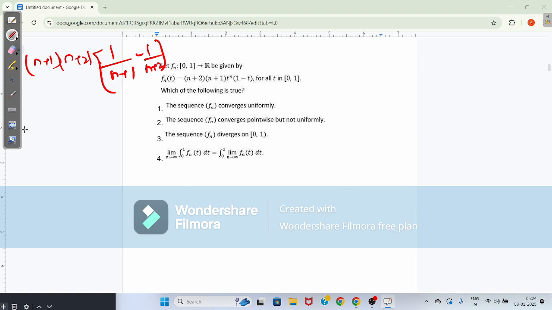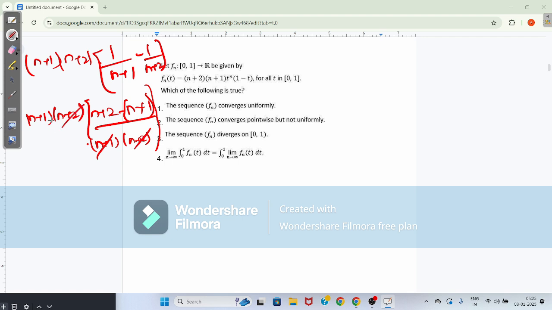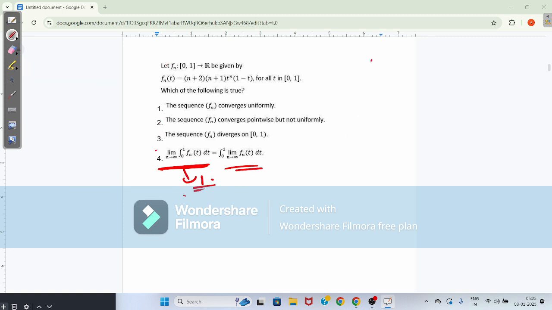The value becomes n plus 1 into n plus 2 into n plus 2 minus n plus 1 by n plus 1 into n plus 2. This gets cancelled out, so the remaining value will be n plus 2 minus n minus 1. These two get cancelled out, leaving 1. So when you find the value here, you again find this value from 0 to 1.